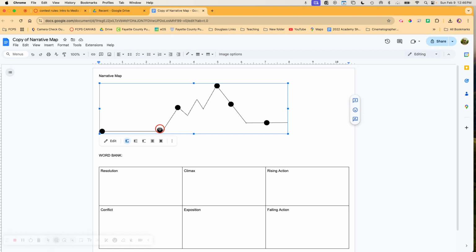Then over here, something happens. There's an inciting incident. A letter comes in the mail, a knock at the door, you know, scream from the woods. I don't know. Something happens to make things change.